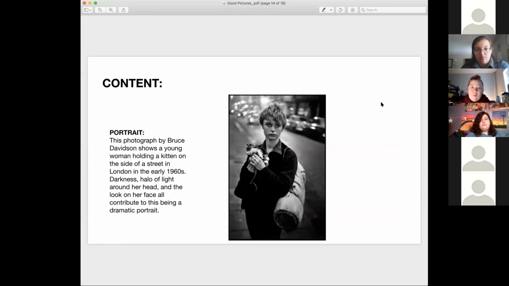Here's a traditional type portrait. You know, they don't necessarily have to be looking at the camera, but it's still a portrait. Simple background, but it's blurred out a little bit to emphasize the person in it.